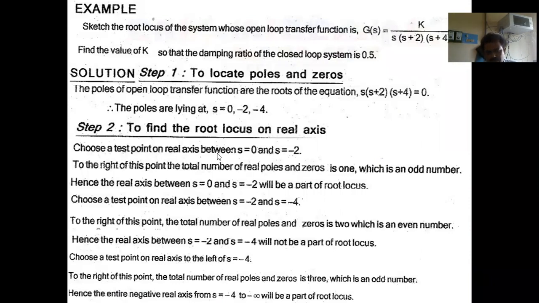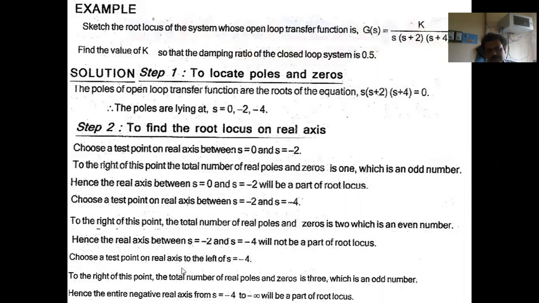Choose a test point on the real axis between s = 0 and s = -2. To the right of this point, the total number of real poles and zeros is 1, which is an odd number. Hence, the real axis between s = 0 and s = -2 will be a part of the root locus. Okay, so that is for the first test point.